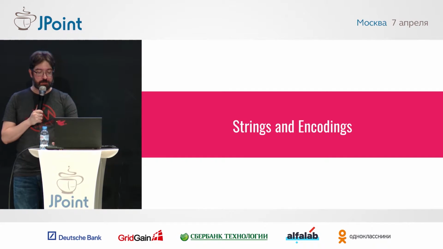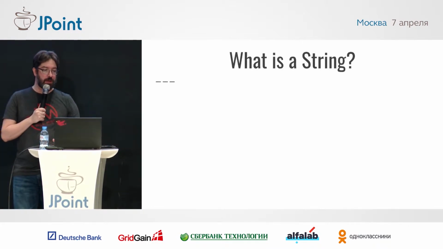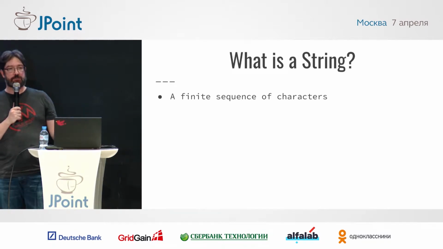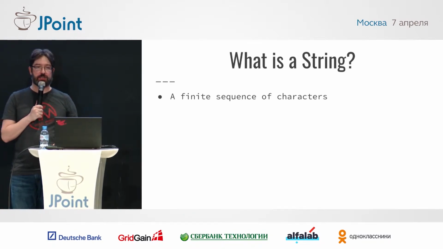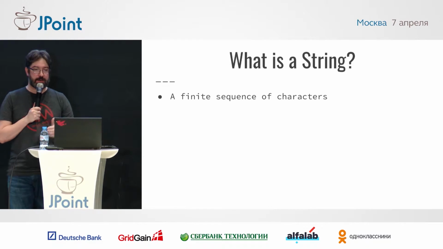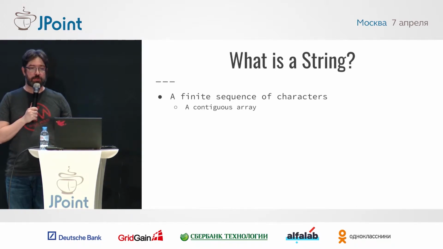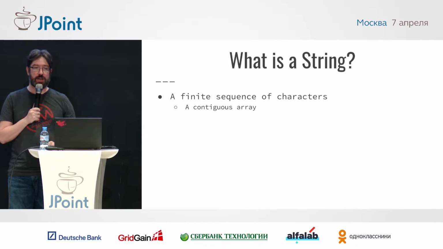Okay, so let's talk first about strings and encodings. So what is a string? Well, a string is a finite sequence of characters, according to Wikipedia. So it's a finite number of characters in a particular order, a sequence. Usually this is represented as an array. As in Java, it's an array of characters. So usually that's a contiguous space in memory where we have all of the characters lined up one right after the other. But there are other representations.